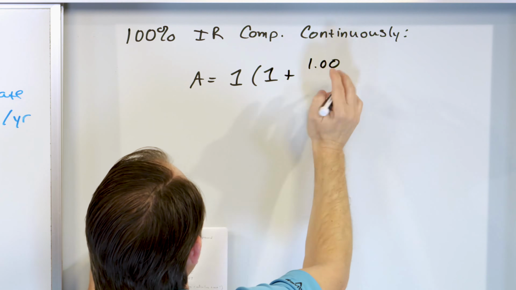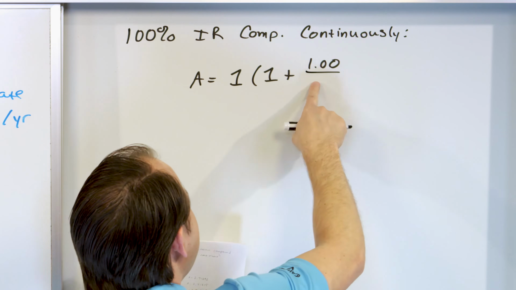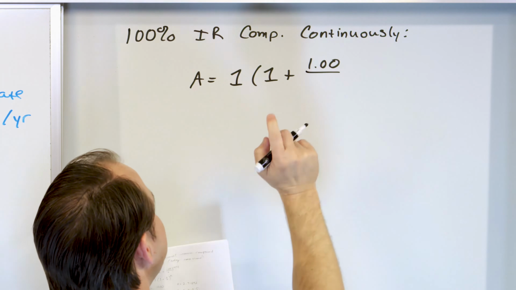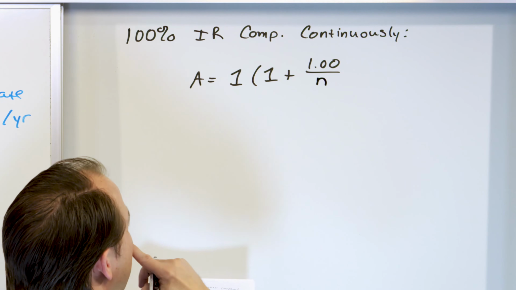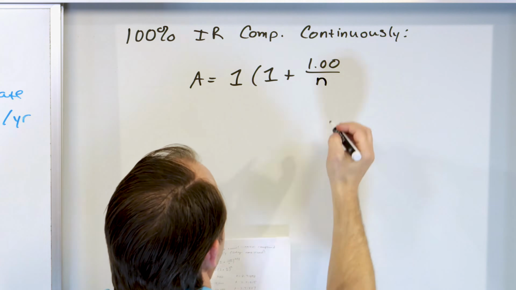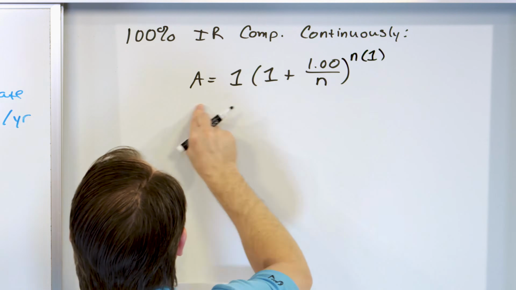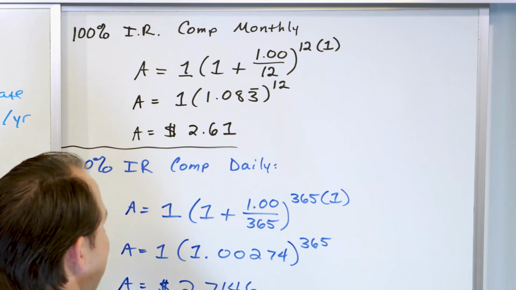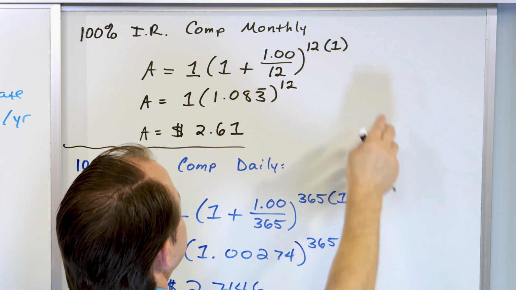That never changed. But now, instead of dividing by 365 and then figuring out how many seconds in a year and how many milliseconds, instead of putting a number here, I'm going to put a number n down here, because I'm just going to make it really, really small. And then in the exponent, it's going to be n times 1. This is exactly the same thing as I was doing here. Notice I had 365 and then 365 times 1. I had 12 here and then 12 times 1.